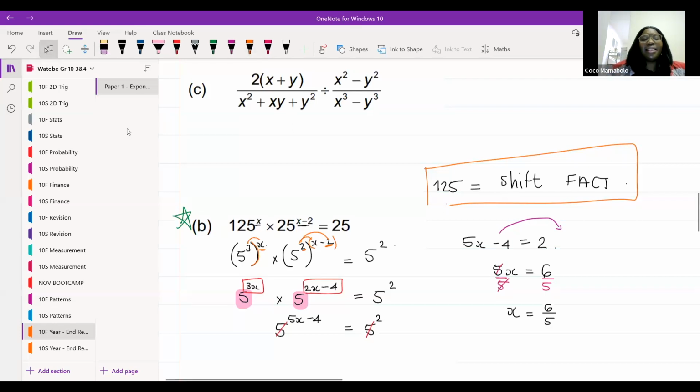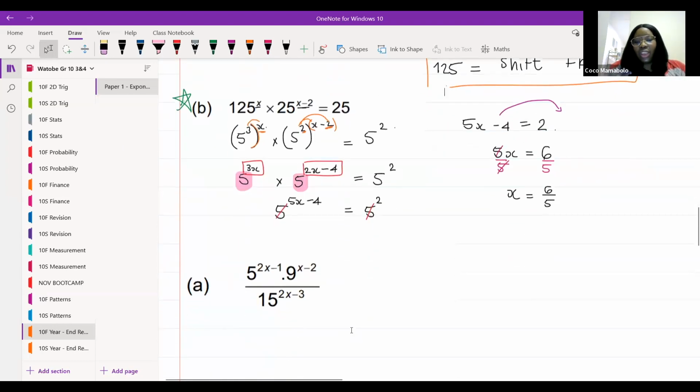Guys, please, you must have the same energy that Refilwe has, guys. You must try things, try them. All right, let's do this next one over here. Let's do A down here. We'll come back to that other one in just a little bit. Let's do A. Remember, guys, same base. We need the same base everywhere.